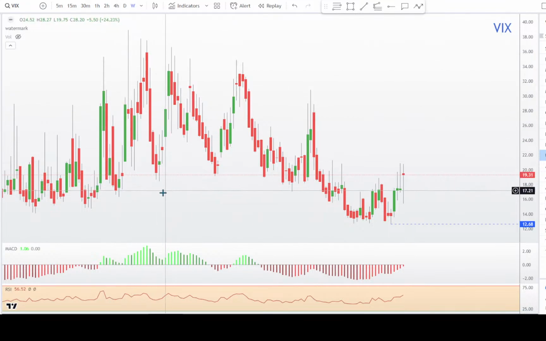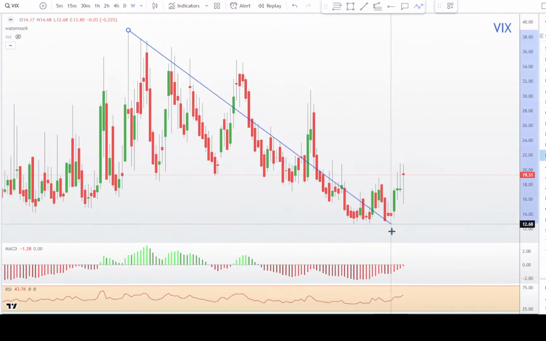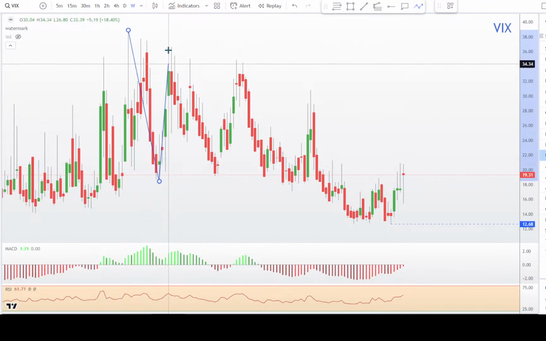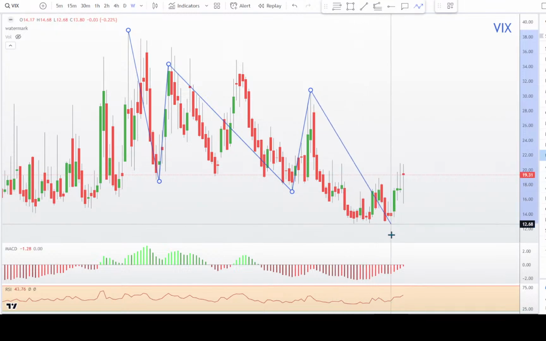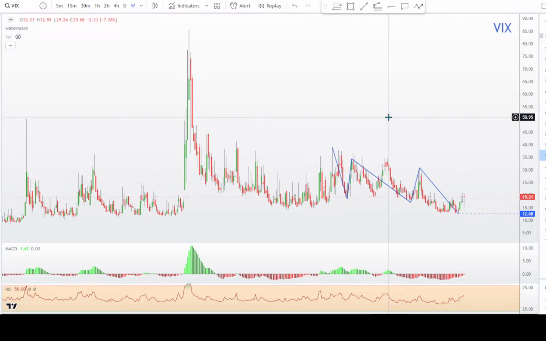So 1, 2, 3, 1, 2, 3, 1, 2, 1, 2, 3, 1, 2, 3, 1, 2. It looks like they created an impulse, a diagonal here. I got 5 waves down. So 1, 2, 3, 4, 1, 2, 3, 1, 2, 3, 1. So 3 waves to there, 5 waves. Now the only question is, is that a leading diagonal or an ending diagonal? I would have to say that's an ending diagonal.